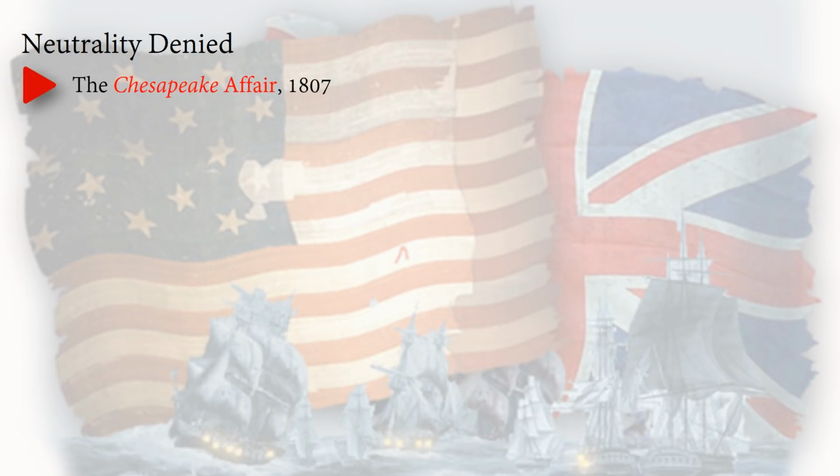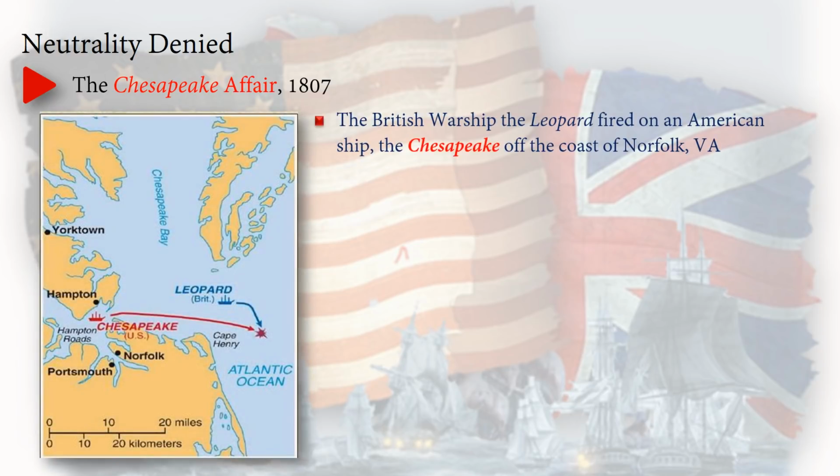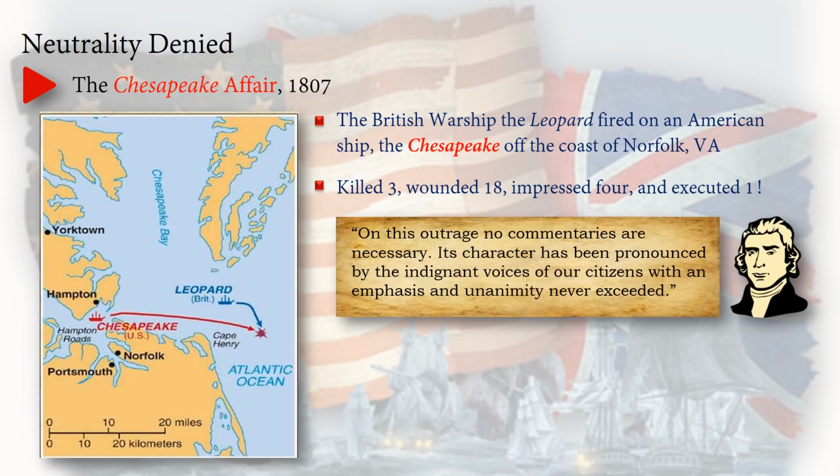In 1807, Jefferson is going to have to deal with an international incident that is known as the Chesapeake Affair. The British warship the Leopard fired on an American ship, the Chesapeake, off the coast of Norfolk, Virginia. So this is well within American waters. It killed 3 soldiers, wounded 18, and then the British impressed 4 American sailors into service and executed 1. Thomas Jefferson replies, "On this outrage, no commentaries are necessary. Its character has been pronounced by the indignant voices of our citizens with an emphasis and unanimity never exceeded."